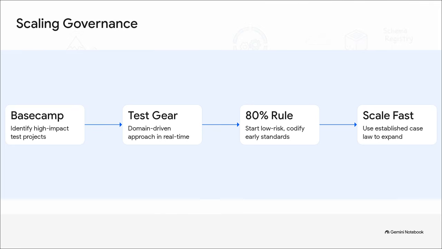Step 2, test the gear in real time. Take a domain-driven approach where you activate governance and registry rules exactly where they are most needed first. Step 3, apply the 80% rule. Start with low-risk projects. Please don't wait for absolute perfection. Once a design is 80% good enough, codify it as your initial standard. And finally, step 4, scale quickly. Take the case law you just established and use it to expand to the next tier of functions. You start small, you learn fast, and you scale governance right alongside your maturity.